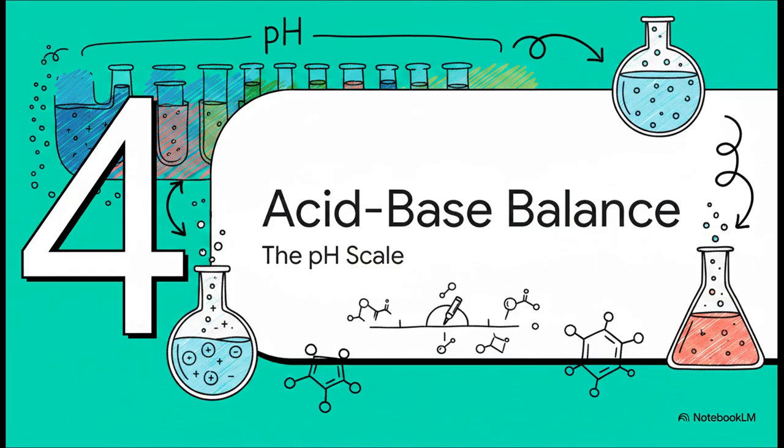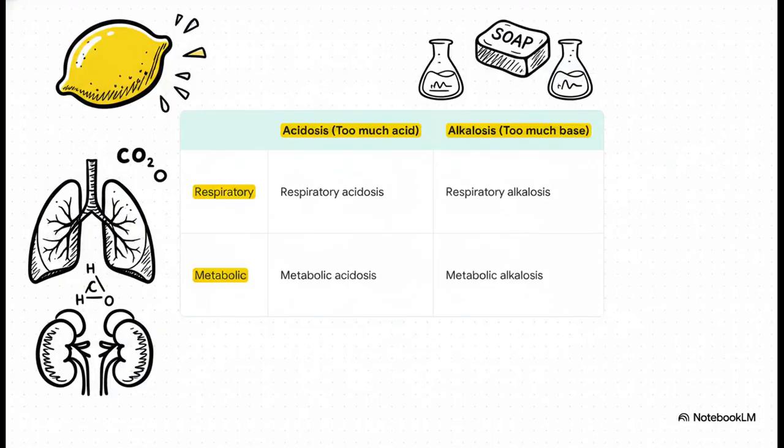All right, so we've covered fluids and electrolytes. Now we're at the third critical piece of the puzzle, acid-base balance. Our bodies have to keep their pH in an incredibly tight, narrow range to work properly. This table lays it all out perfectly. There are really only four main problems you can have. If the body is too acidic, it's called acidosis. If it's too basic or alkaline, it's alkalosis.